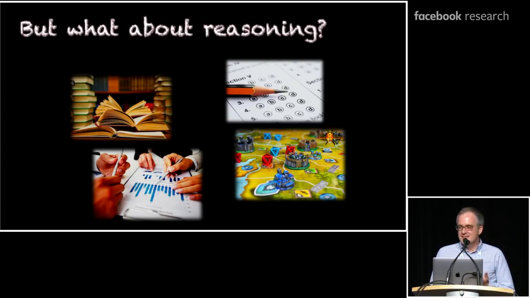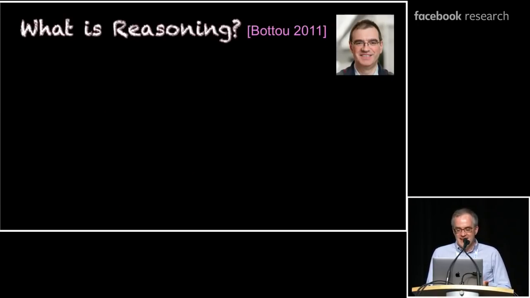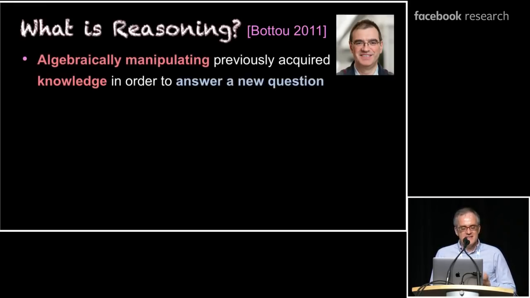And so then the question is, what exactly is reasoning? Well, if you're going to ask the question of what is reasoning and the answer that you're going to give is neural networks, a really good place to start is to look at the paper by Leon Bottou from 2011, right back in the early days of the current deep learning era. So Bottou discussed how we could enhance deep learning systems with reasoning capabilities from the ground up. So he suggested that a good definition of reasoning was algebraically manipulating previously acquired knowledge in order to answer a new question.